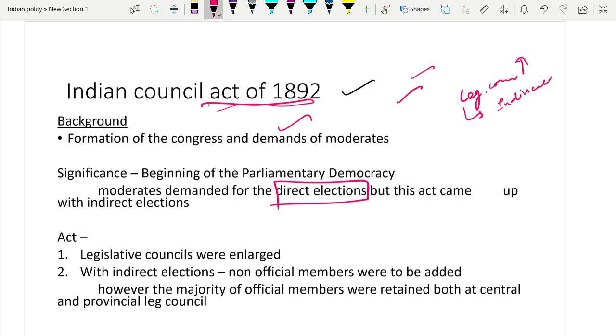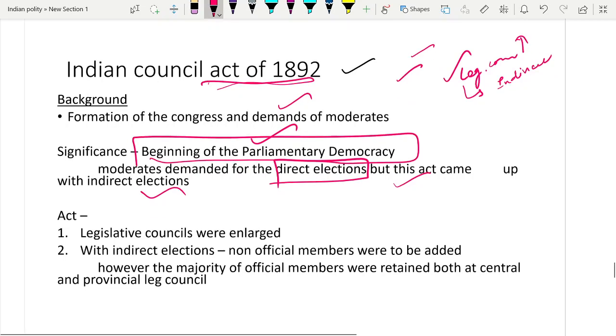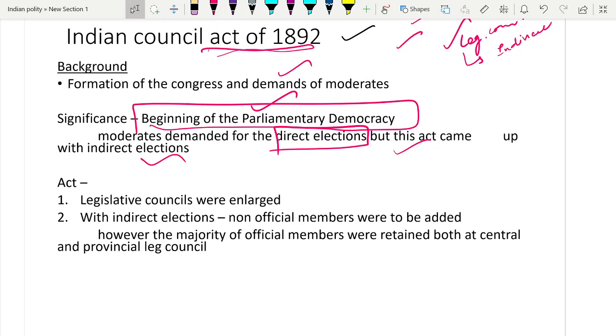So this was the popular demand of the moderates, that they needed these legislative councils with a large number of Indians, elected by direct election, but the British came up with this indirect election method. So this was the beginning of parliamentary democracy, because now Indians were getting selected into the matters of legislation. So what was this act all about?